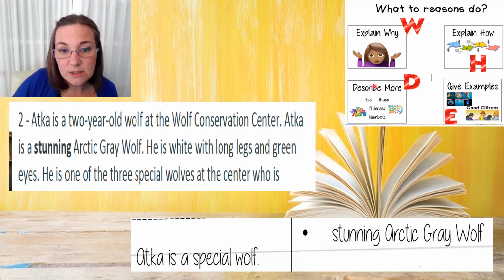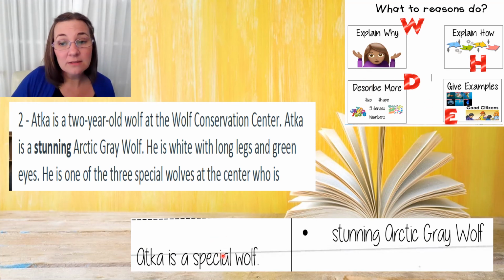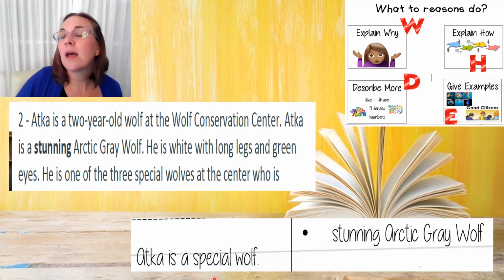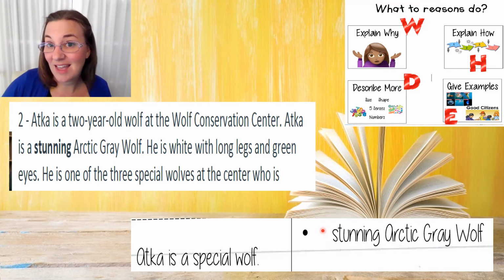What does this reason do to support the idea that it's a special wolf? Does it explain why Atka is special? Explain how Atka shows that he is special? Does it describe more about Atka? Or does it give an example of something Atka can do? Head to the next Nearpod slide, and I want you to use the drawing tool, and I want you to code either W, H, D, or E next to this reason to show what this reason does. Head to the next slide.